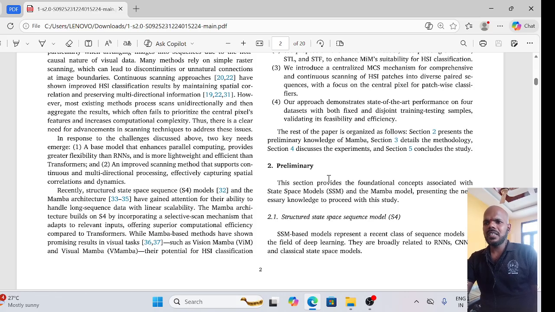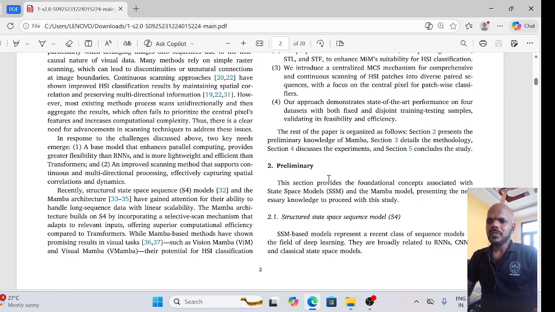So try to understand the motto of this session. First you have to read the abstract. After the abstract you go to the conclusion. After the conclusion you go to the proposed model or methodology, section number 3. After that you go to section number 4, the experimental results. After that you go to the literature, followed by the introduction. So this is the way to read any research article for better understanding, right?